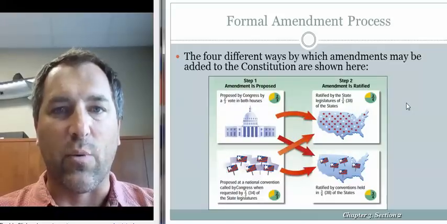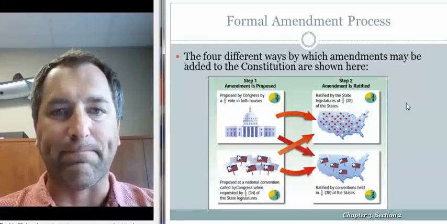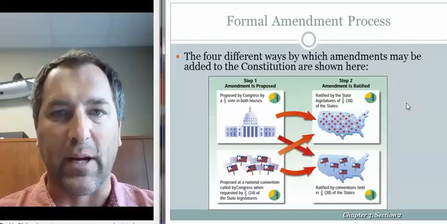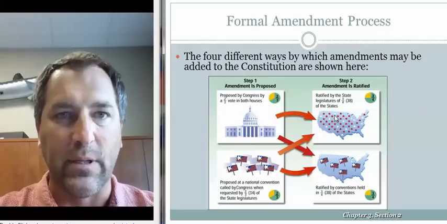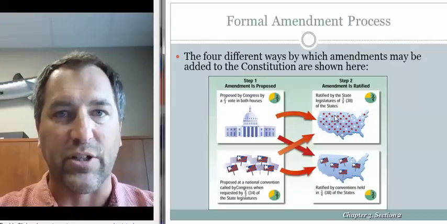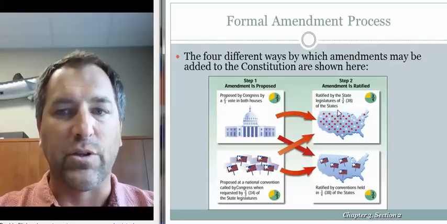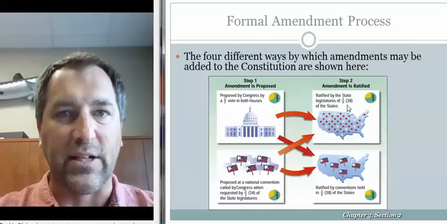There are 4 ways you can get a formal amendment. Usually it's proposed by Congress, and then it can go across and get ratified by 3/4 of the state legislatures. For example, for us it would be the legislature in Lansing. So if at least 38 state legislatures approve, then it would be an amendment to the Constitution.